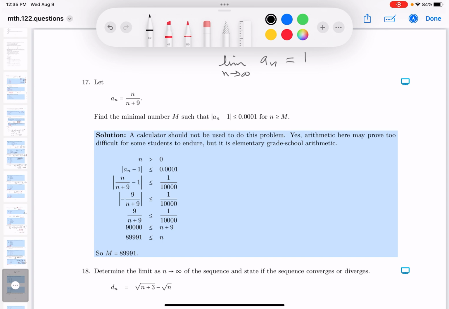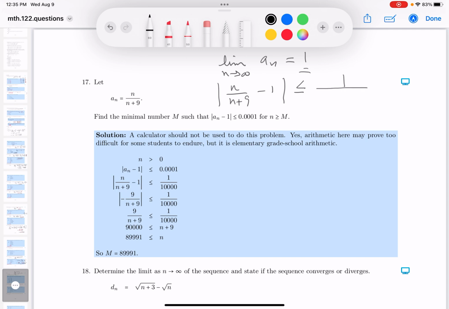The question is: find the minimal number such that |a_n minus 1|, well, that's the limit, is less than or equal to 0.0001. I'm going to write that down. So what is it going to be? The absolute value of n over n plus 9, that's what a_n is, minus 1, absolute value, less than or equal. And by the way, I don't like the decimals. To me, it's like I have to count it, which is terrible.